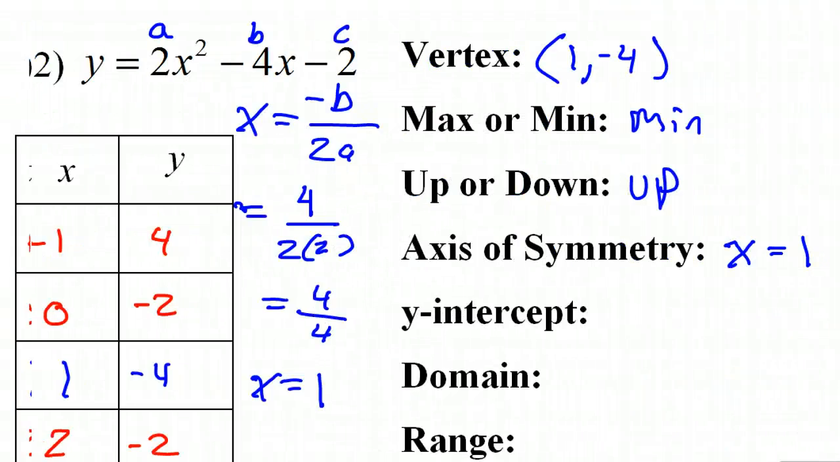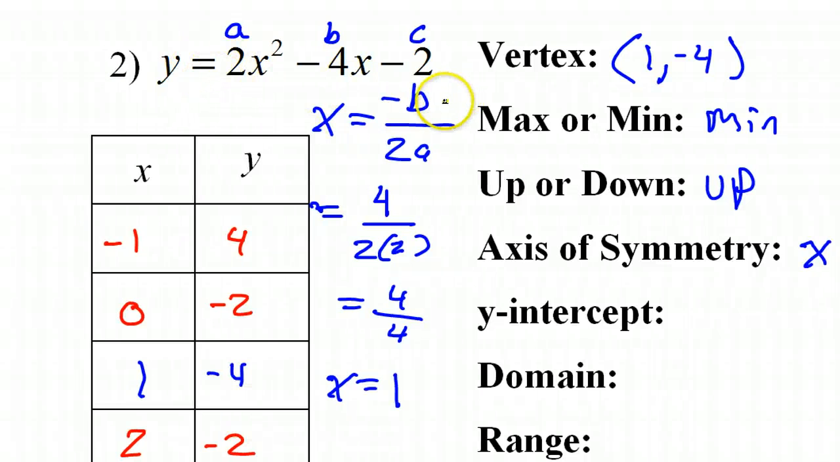Now, how could I tell just by looking at the equation that the parabola is facing up, even if I didn't graph it? Well, we could tell because the a value, the leading coefficient, is positive, so that would make it upward facing.